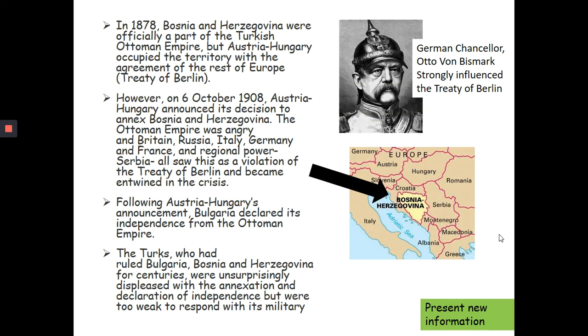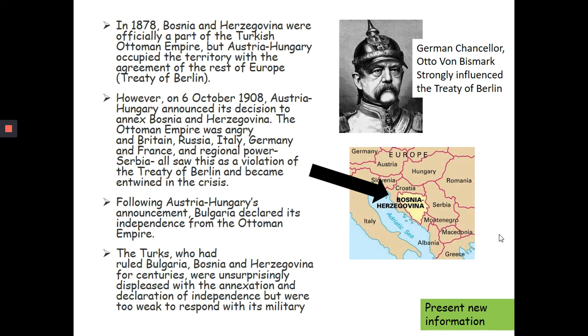Now, in 1878, Bosnia and Herzegovina were officially part of the Turkish Ottoman Empire, but Austria-Hungary, sensing the weakness of the Turkish Ottoman Empire, by this stage called the sick old man of Europe, occupied the territory with the agreement of the rest of Europe. That's at the Treaty of Berlin of the same year, 1878. Now, the architect of this agreement was Austria-Hungary's big friend, he of the pointy hat on the right, German Chancellor Otto von Bismarck, who strongly influenced the outcome of the treaty.